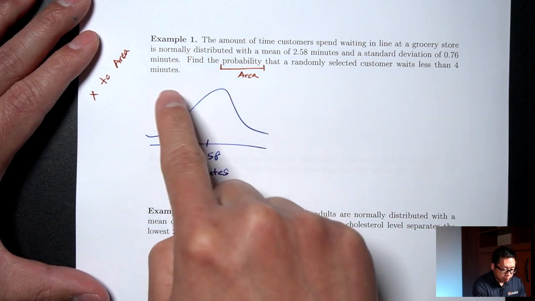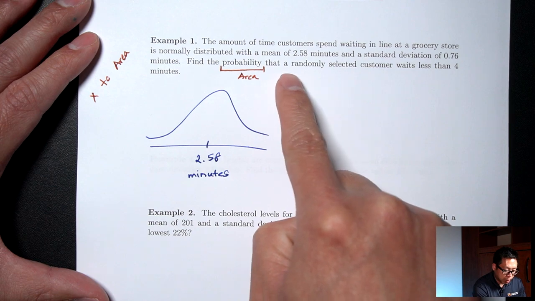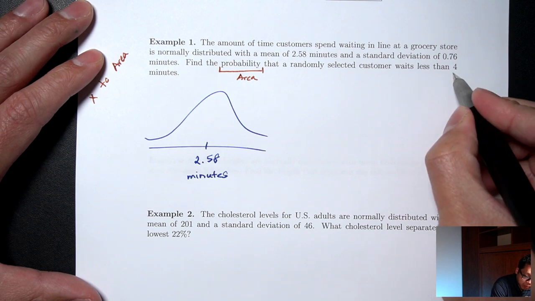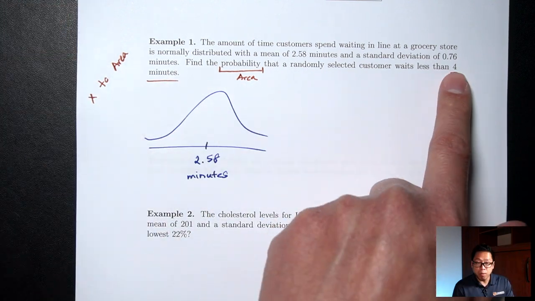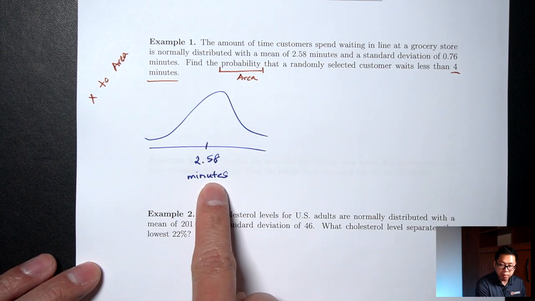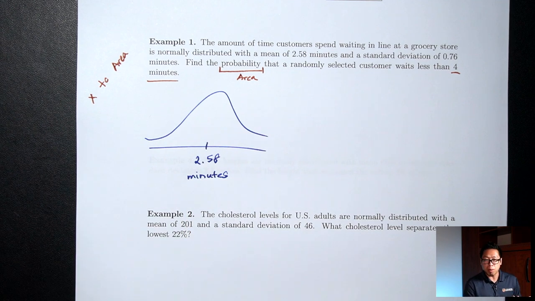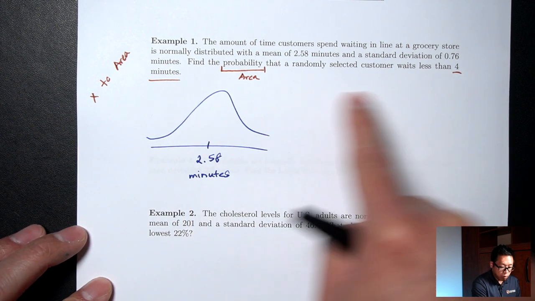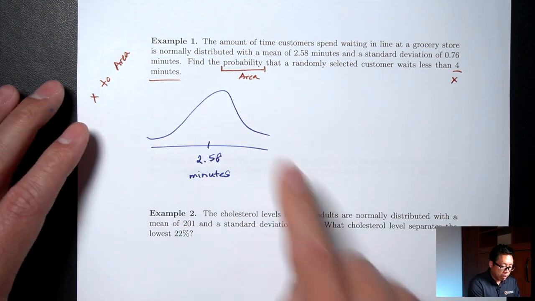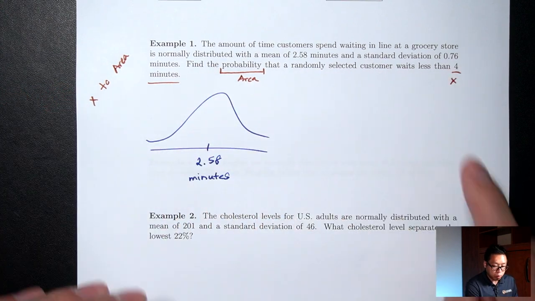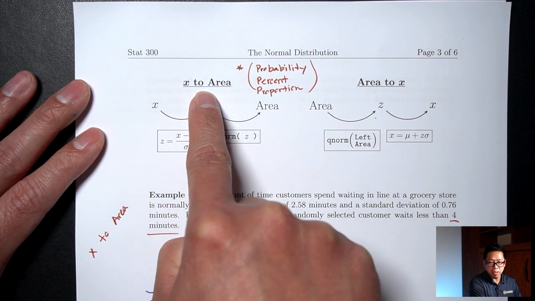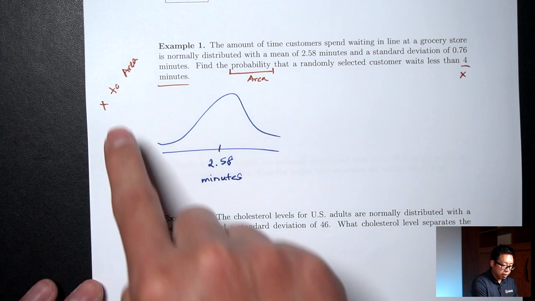Another way to think about it is, let's read this last sentence again. Find a probability that a randomly selected customer waits less than 4 minutes. So I'm giving you this 4 minutes. Is that four an area or an x? This is why I labeled the x-axis: here it's minutes, which means when I talk about minutes, it's an x. So that 4 minutes is an x. In this question, I'm starting you off with an x. Which one of these starts with an x? X to area. Okay, so we agree it's an x to area question.